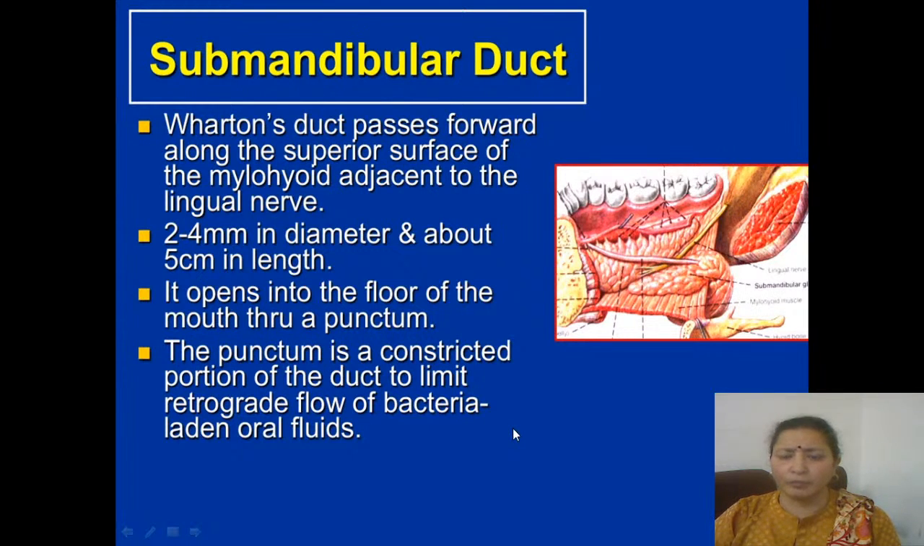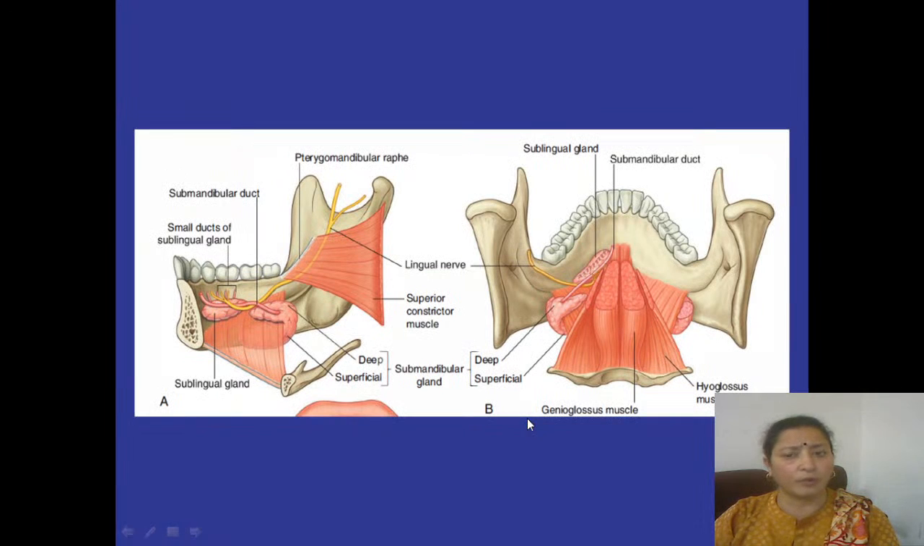Again, since it's in the dependent part, gravity plays a very important role in the problems related to the submandibular gland. The punctum in the floor of the mouth is also designed so that the opening is narrowed. Physiologically it can be active only when the saliva has to come out. The retrograde things enter into the duct only in an abnormal condition, which gives rise to problems and infection.